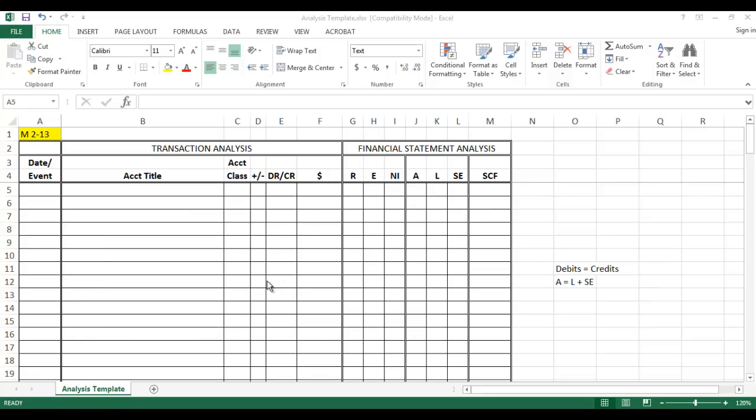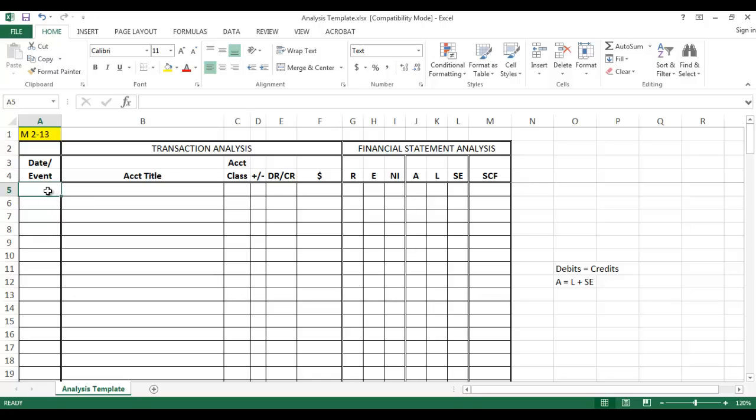Okay, now we're looking at M2-13. That's on page 76 in your textbook. M2-13 says JK Builders was incorporated on July 1st, 2013. Prepare journal entries for the following events from the first month of business. If the event's not a transaction, write no transaction. And M2-14 right below that wants us to analyze the accounting equation effects of those transactions.